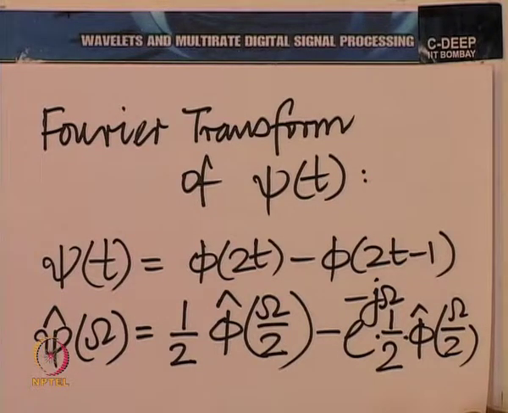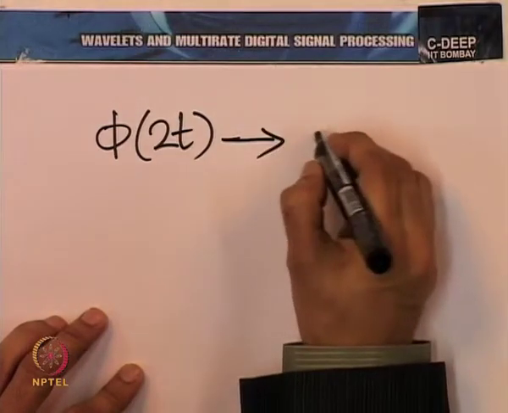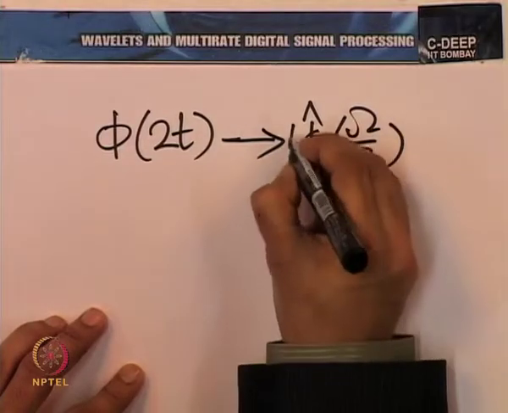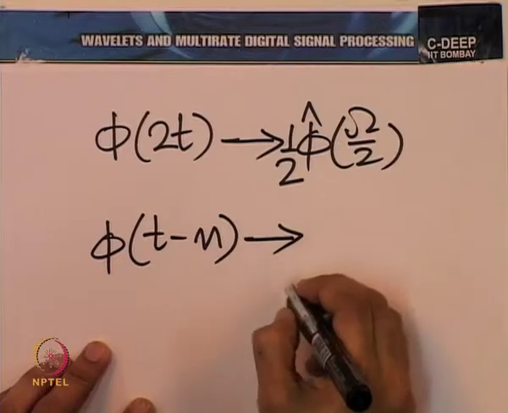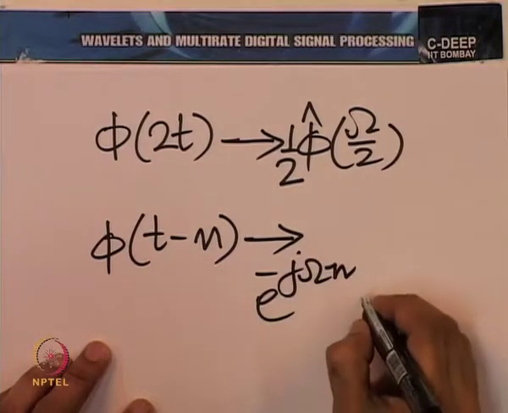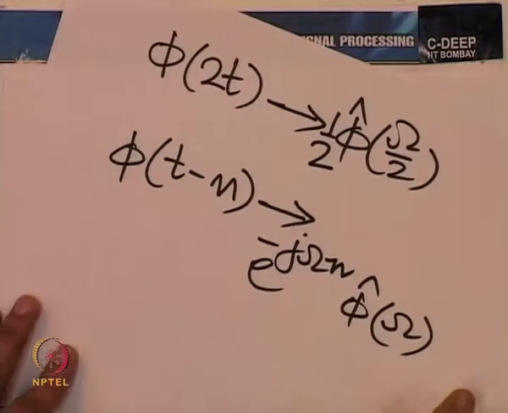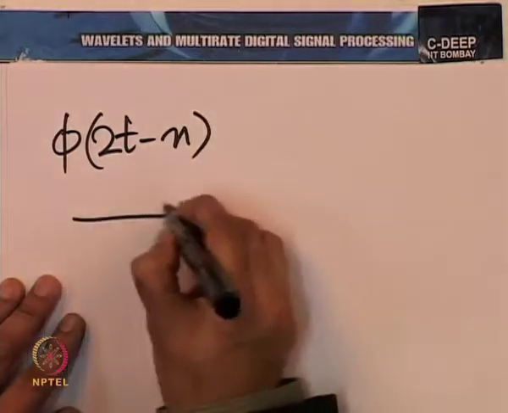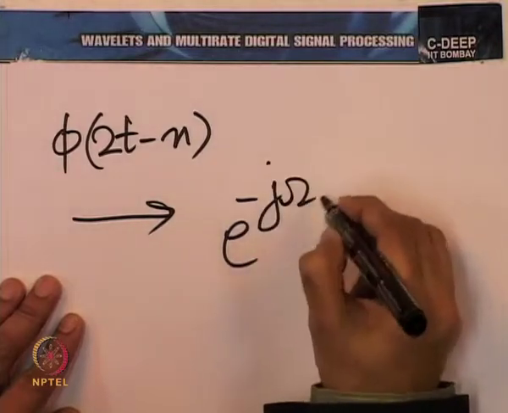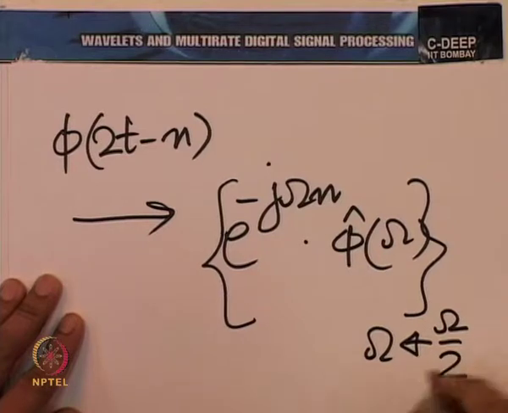So, I think it would be better to come to this a little more systematically. Phi 2 t would have the Fourier transform phi cap omega by 2 multiplied by half. Now, phi of t minus n would in general have the Fourier transform e raised to the power minus j omega n times phi cap omega. And when we consider phi of 2 t minus n in general, here we are going to replace t by 2 t, replace omega by omega by 2 and then multiply by half.